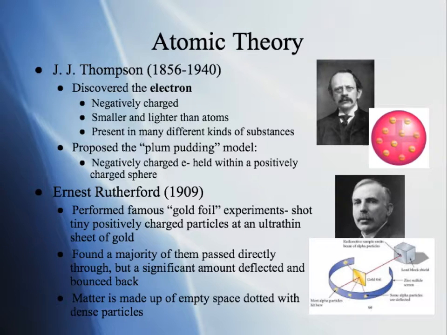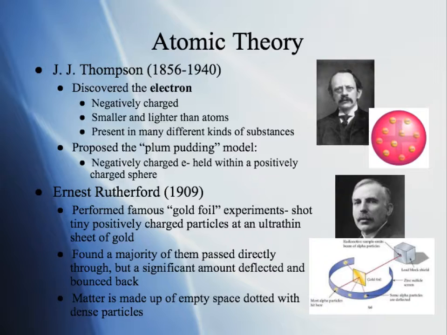And he was English, and a popular English dessert is what they call plum pudding. And so he came up with this model called the plum pudding model, in which this negatively charged electron is held within a positively charged sphere. And we have to put the positive there because they know from way back that all matter is electrically neutral. So if there are negative particles, then there must be positive particles to cancel it out.